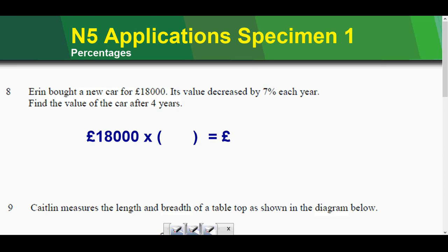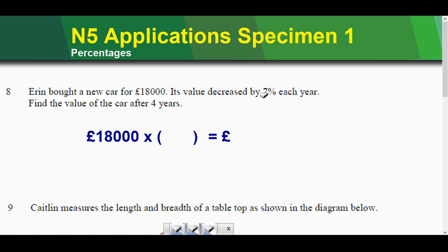So we've got Erin bought a new car for £18,000, its value decreased by 7% each year, find the value of the car after 4 years. So technically what you could do is work out 7%, take it away, get your new value, work out 7%, take it away, and do that 4 times. It's a bit clumsy and long-winded doing that. There's actually a much quicker way to do it.